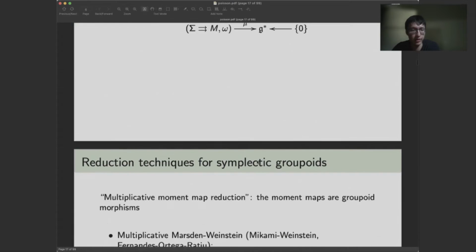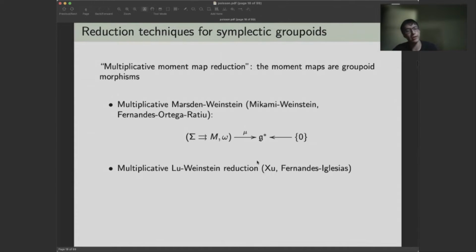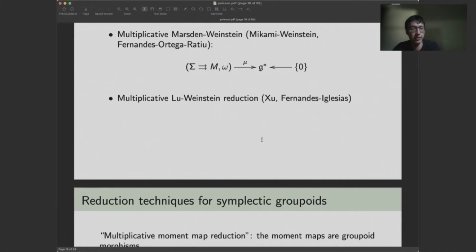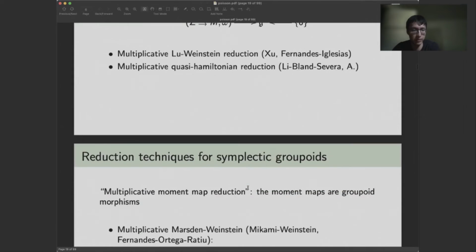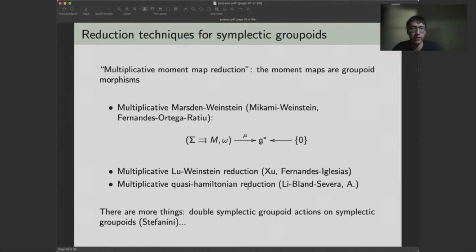There's also the Poisson version of this, in which the target of our moment maps is a Poisson group. There is also another version of this construction, which is given by multiplicative quasi-Hamiltonian reduction, which again is a multiplicative version of the usual quasi-Hamiltonian reduction. And in principle, there are more methods of reduction in which our moment maps can have targets in more general objects, such as double symplectic groupoids, but there are very few examples of that, so I will just focus on the first family.